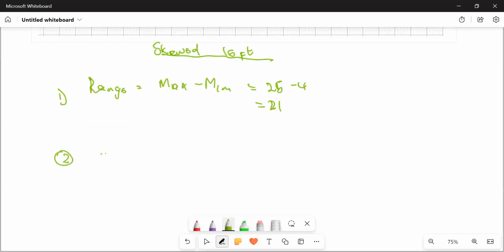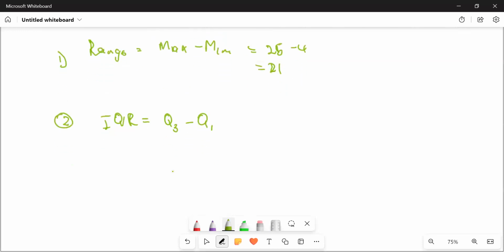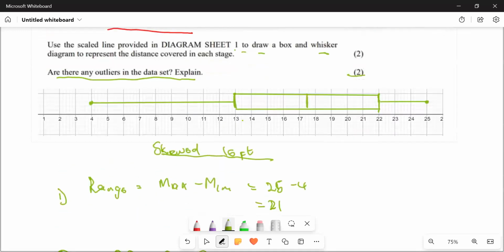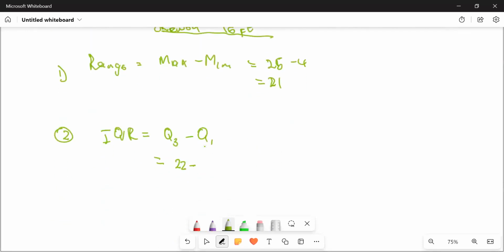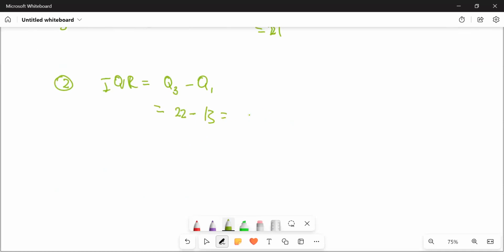Then we have number 2. We can have something called the IQR. What is the IQR? The IQR is not the range, but it's the interquartile range. It speaks about the range of the quartiles. So when we look for IQR, we have Q3 minus Q1. What is our Q3 based on what we learned here? It's 22, minus, what is our Q1? It's 13. If you subtract these two, you get what? 9. So this is what we call the interquartile range. We have the range and then we also have the interquartile range.